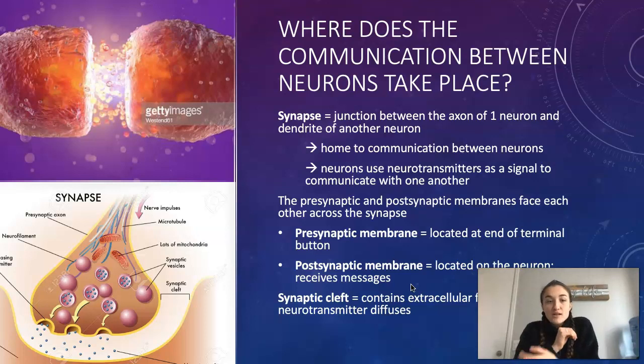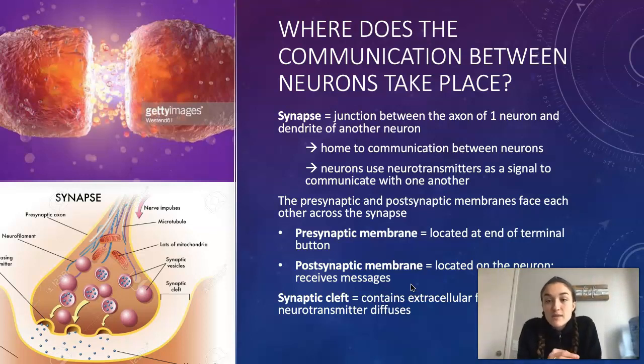All right, so where does the communication between neurons take place? This all occurs at the synapse. The synapse is the junction between the axon of one neuron and the dendrite of another neuron, and it is the home to communication between neurons. So it's really good to remember, all communication between neurons takes place at the synapse.